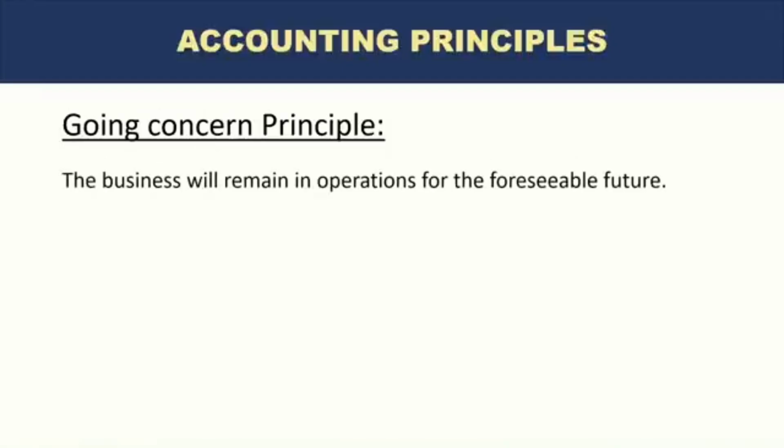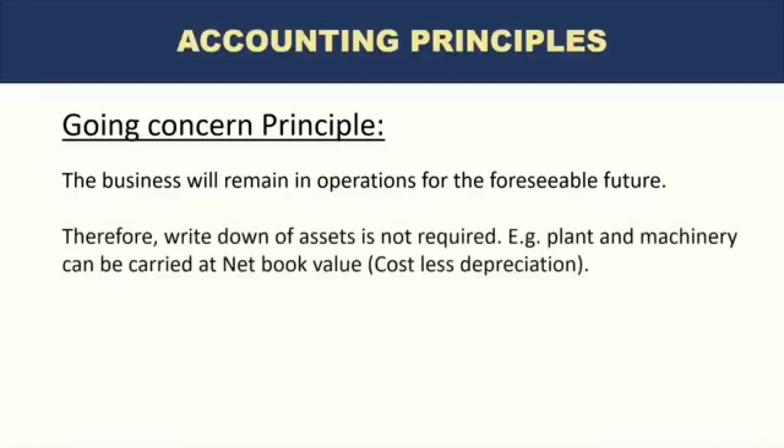The going concern principle is also an important principle. What it states is that there is an assumption that the business will remain in operations for the foreseeable future. We do not expect the business to be shut down in the near future. So the business is expected to continue as it is. The business is expected to have sales, have customers, have revenue and profits in the foreseeable future. And we are not shutting down the business.